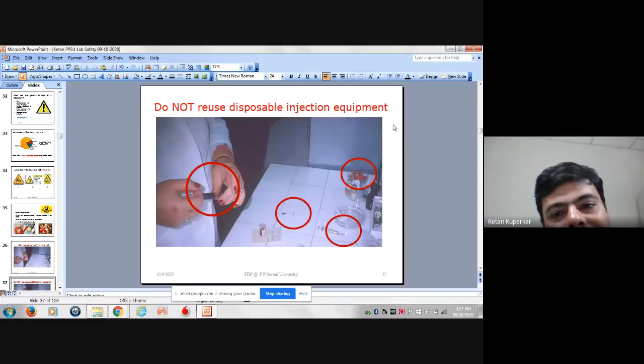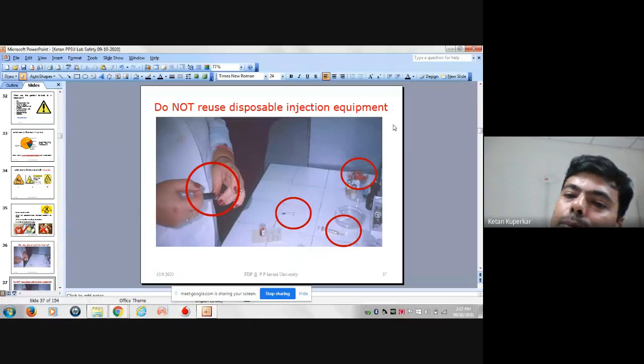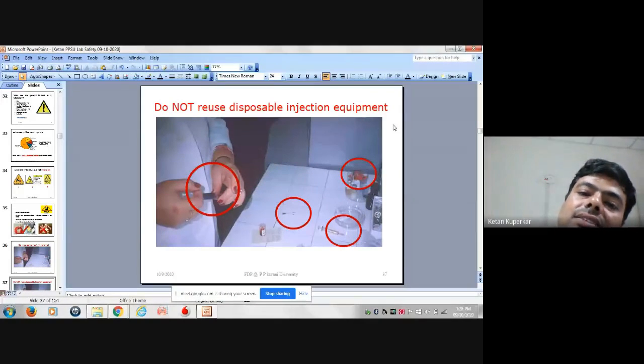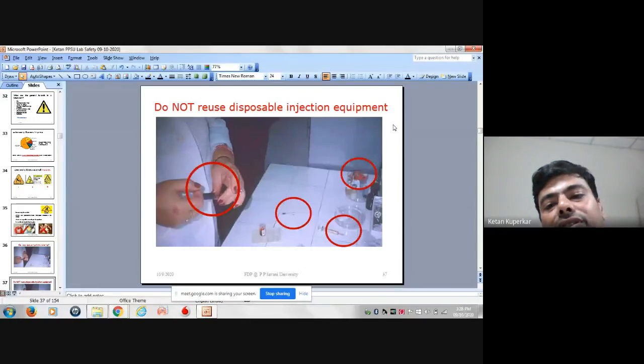You cannot place the syringe or the needles on the platform as such. There are several setup boxes which are specially designed to preserve this kind of instruments and setups in order to avoid this kind of physical hazard.